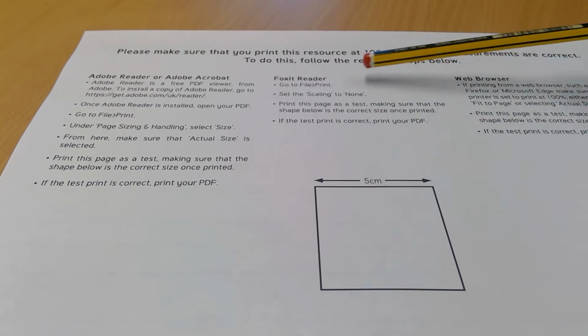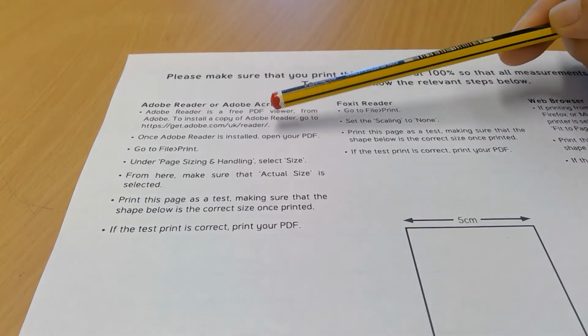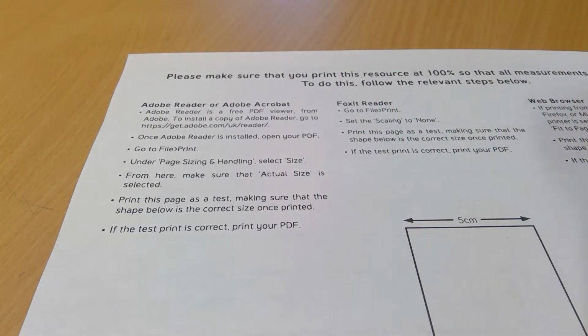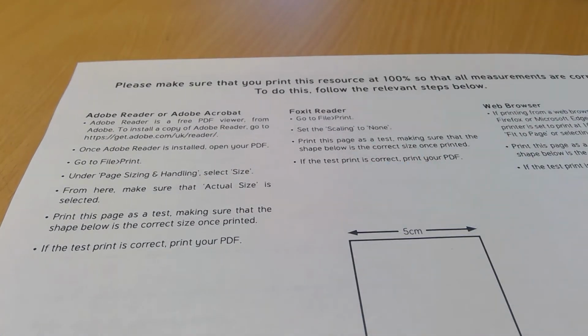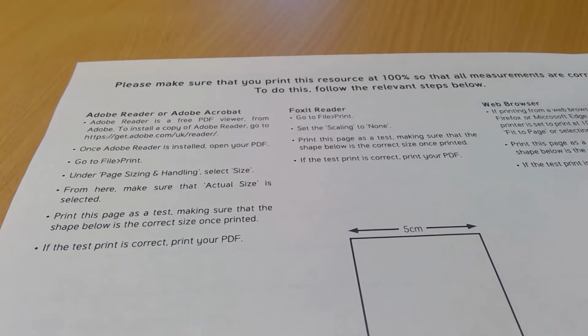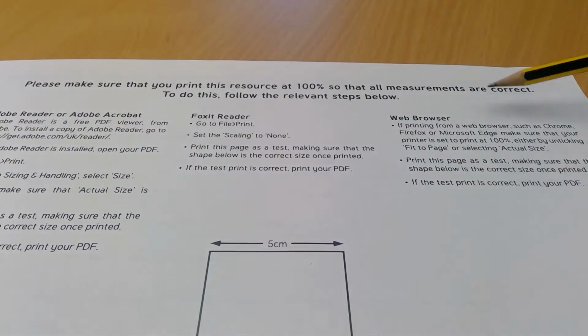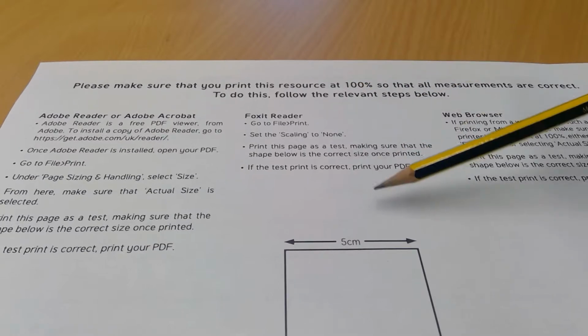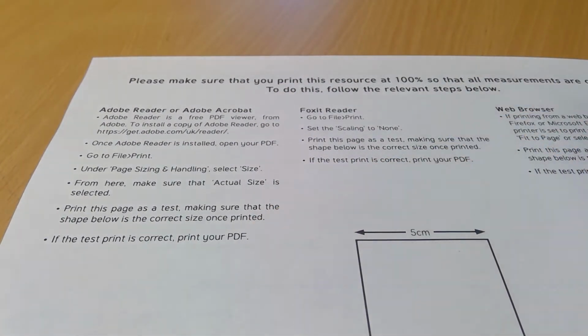So it says here, if you've got Adobe Reader, for example, about how to make sure that it is the right size. Otherwise, if I put my ruler on and it's not actually 5 centimetres, I'm not going to get my answer right. Okay, so there are 3 different types of instructions, if you're printing it from the web browser, from a Foxit reader, or from Adobe or Adobe Acrobat. Okay, so follow those instructions just to help you print it out correctly.